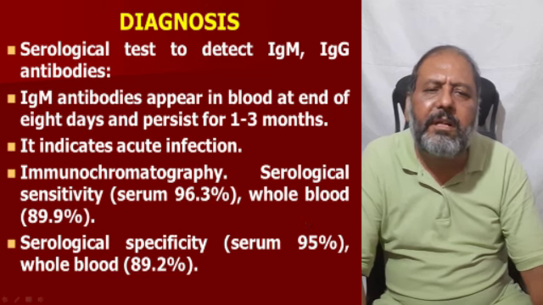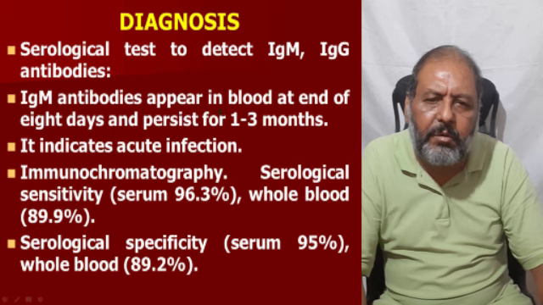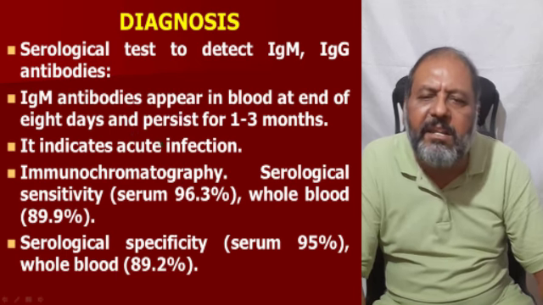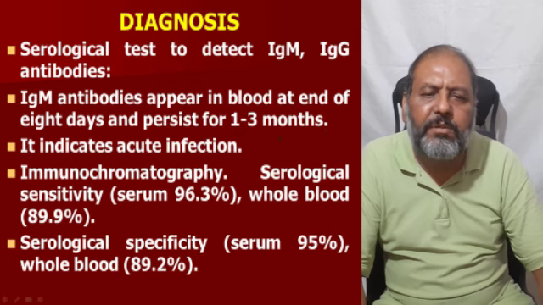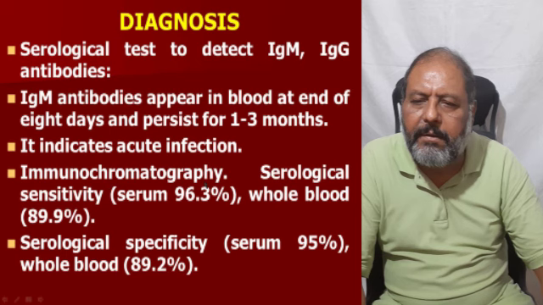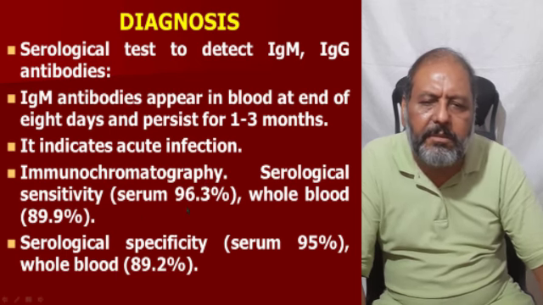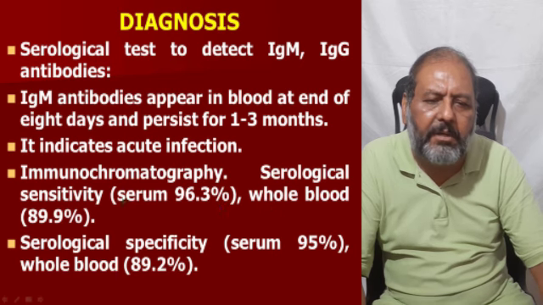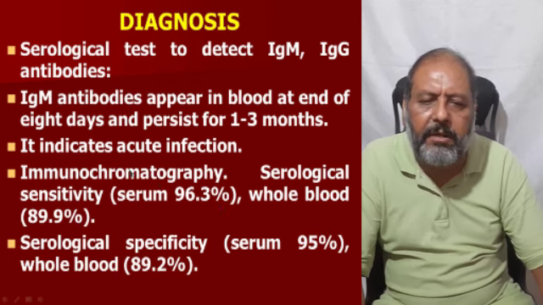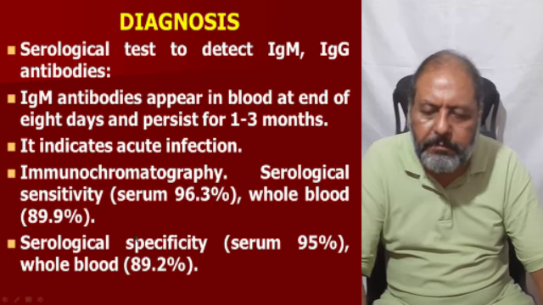Now, serology to detect IgM and IgG antibodies. IgM antibodies, as I have told you, appear in the blood at the end of the 8 days, in the earlier part of the disease, and persist for 1 to 3 months. It always indicates acute infection. With immunochromatography, serum sensitivity is 96.3%, and whole blood sensitivity is 89.9%. So it is better to do the test on serum for a more accurate result.